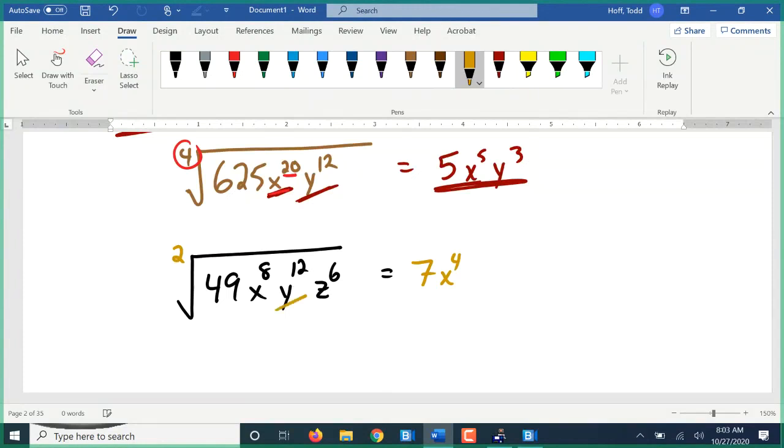Y to the 12th, the square root of y to the 12th becomes y to the 6th. Z to the 6th, the square root of z to the 6th becomes z to the 3rd. Very good. So we just divided each of the powers by 2 because it was a square root.